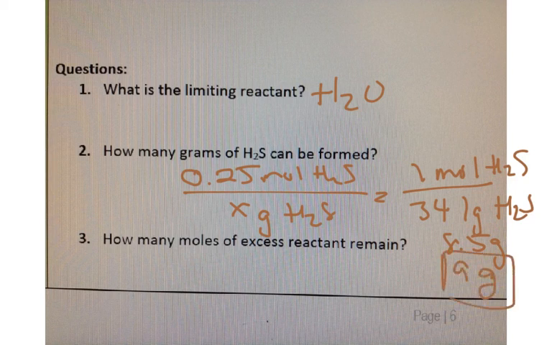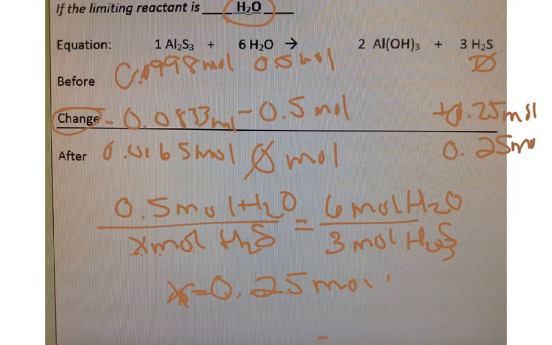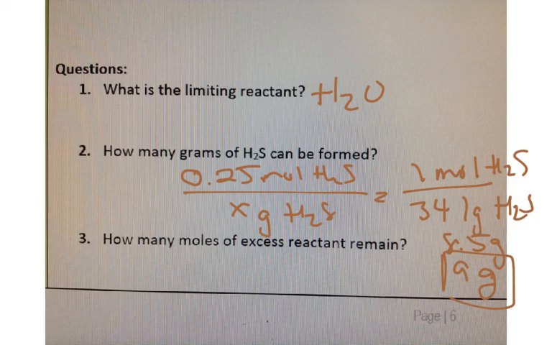And how many moles of excess reactant remain? All you have to do is look at your BCA chart, and if I look at it, it's the 0.0165 moles. So I'm going to fill in 0.0165 moles of Al2S3.